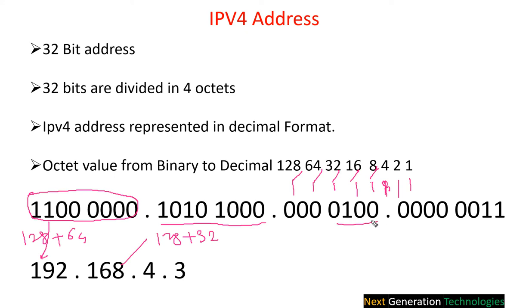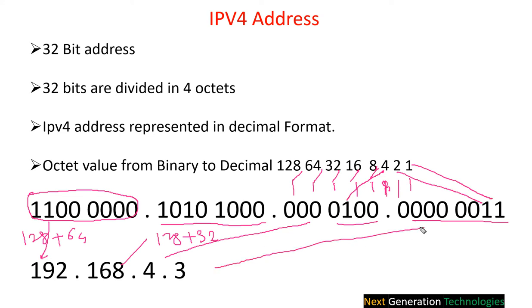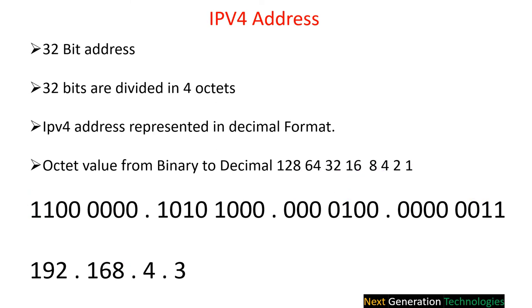This is also converted from binary to decimal, then this represents the 4, so this is the 4. If we convert this from binary to decimal, then this is nothing but 2 plus 1, this is the 2 and this is the 1, so 2 plus 1 is nothing but 3. So in this way we can convert a binary IP address to the decimal IP address.